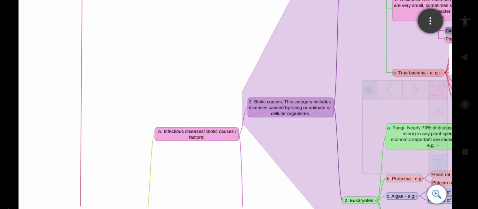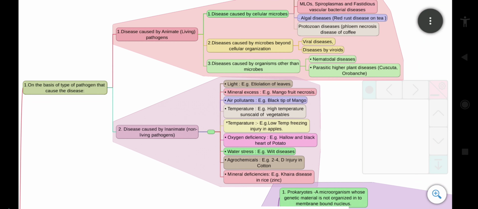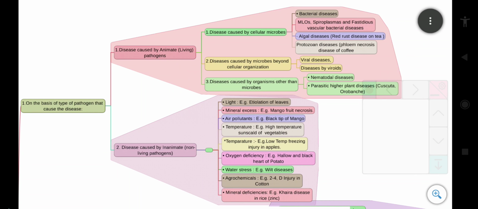First one is on the basis of type of pathogen that cause the disease. It is divided into two parts. The first is disease caused by animate or living pathogens. In this, diseases caused by cellular microbes. The first one is bacterial diseases. Second one is mycoplasma like organisms, spiroplasmas, and fastidious vascular bacterial diseases, algal diseases.